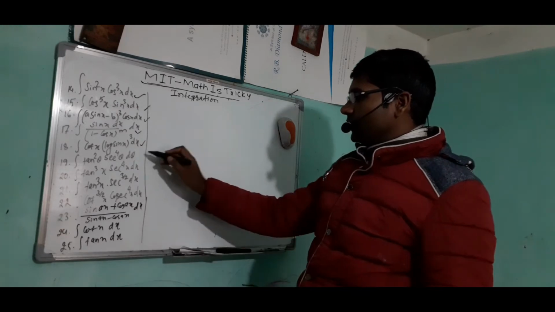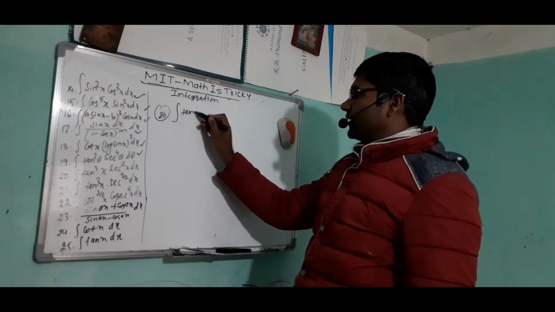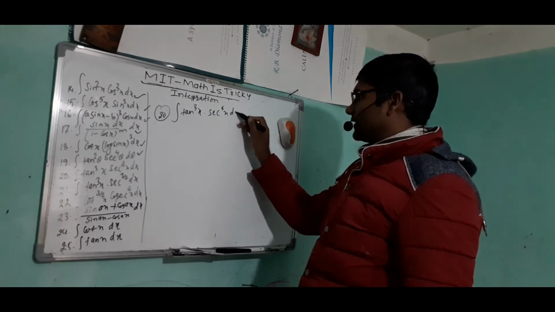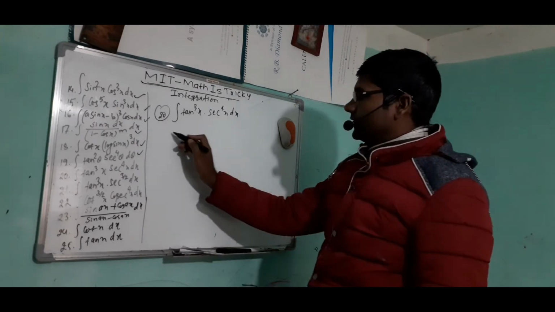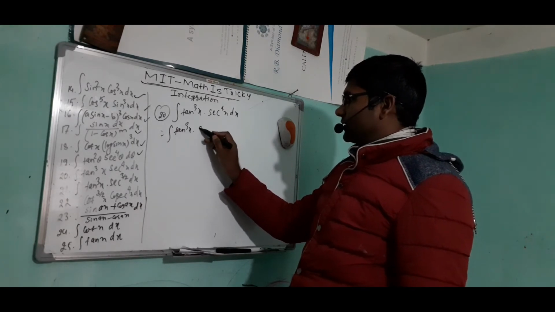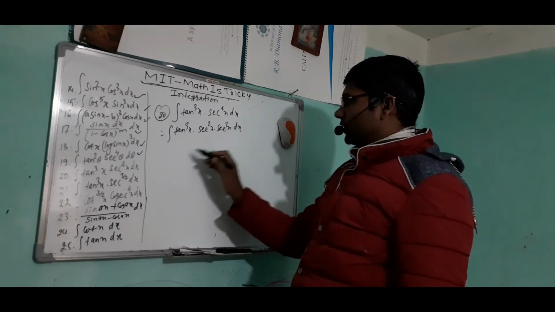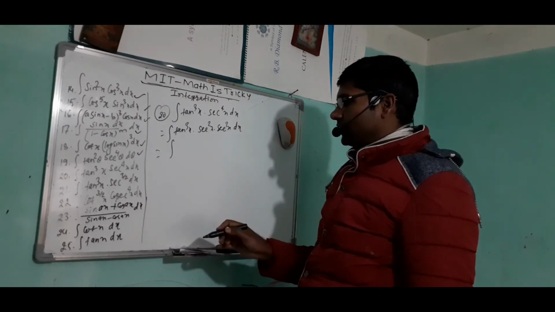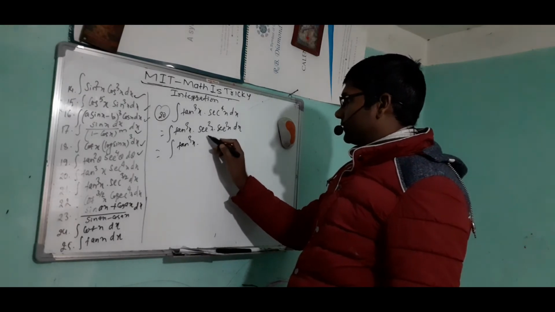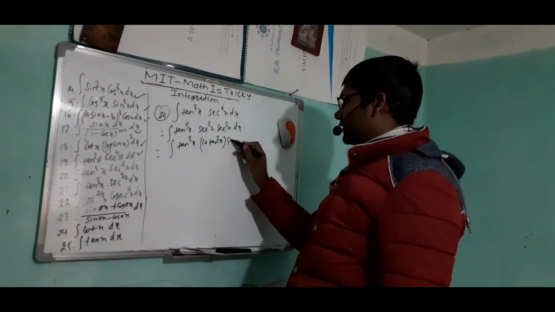Okay, and now question number 20: integration of tan cube x times sec 4x dx. So what can be done here in this case? Let's write tan cube x sec 4x as tan cube x sec square x into sec square x. Now it can be written simply as tan cube x and then 1 plus tan square x sec square x dx.